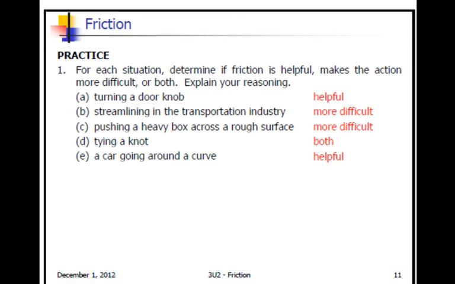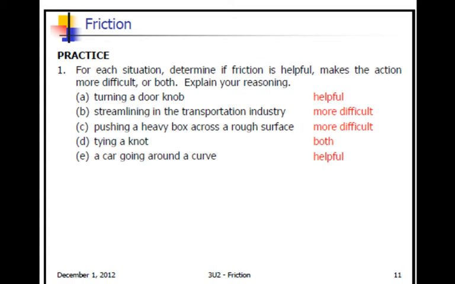Here are some questions. It says, where are situations where friction would be helpful or would make things more difficult? So turning a doorknob, if a doorknob is very greasy, for example, your hand wouldn't be able to grab hold of it, so having friction is helpful in that case. Streamlining in the transportation industry, well, in that case, we are trying to reduce friction, so friction is actually difficult. So streamlining means that cars and trucks are built in such a way that they move the air away from them to cause less turbulence due to friction.